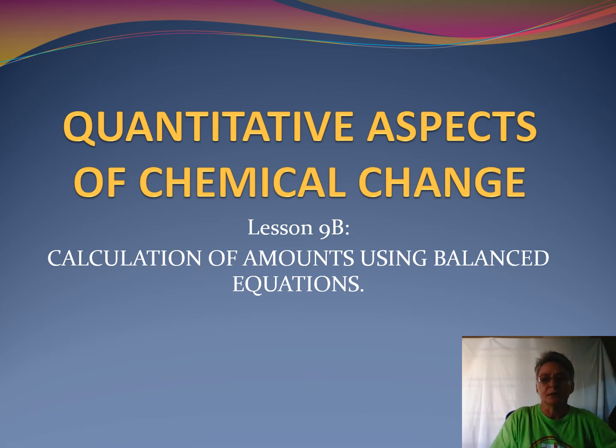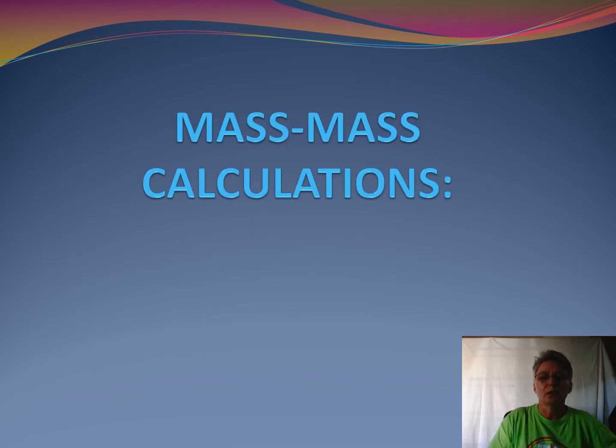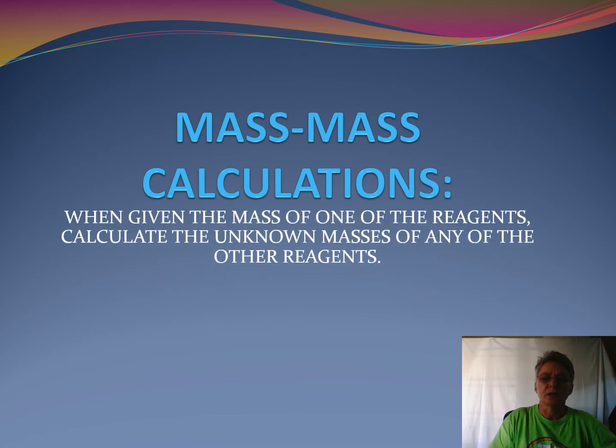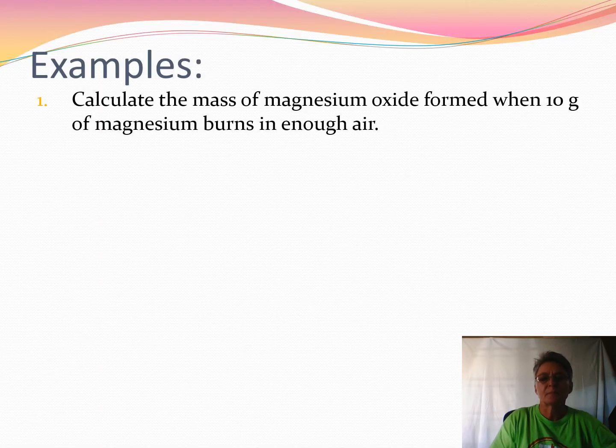Right, we're moving on to more advanced calculations of amounts in lesson 9b, where we're going to do mass calculations. When given the mass of one of the reactants, calculate the unknown masses of any of the other reagents. So our first example is to calculate the mass of magnesium oxide formed when 10 grams of magnesium burns in enough air. The first thing is to write a balanced equation.